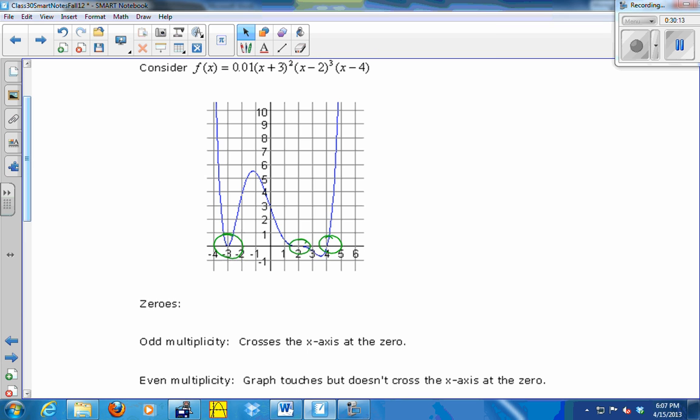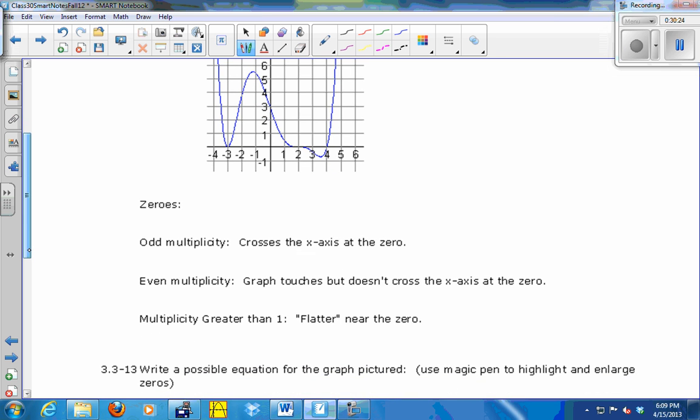So if I were to zoom in on each of these, what we can take away from this is that when the polynomial bounces off the x-axis, zooming in on that x-intercept looks like an even degree polynomial. That's what we call even multiplicity. And when the graph crosses the x-axis, we call it odd multiplicity.